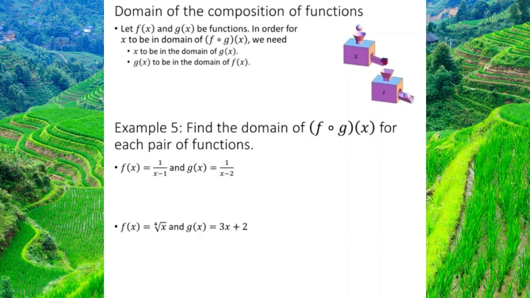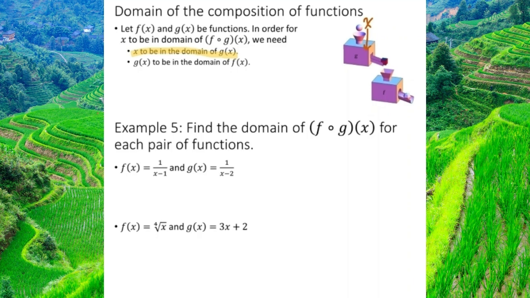So we're going to suppose that f and g are both functions. In order for a value x to be in the domain of the composition of f and g, we need to meet certain criteria. If we think about the machine metaphor that we were using at the very beginning, if we start off with x, in order for the composition to work, x has to be something that can be passed through g. If x cannot be passed through g, then the composition breaks, the machine won't work, and our composition will be undefined.